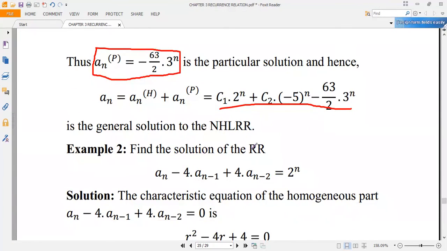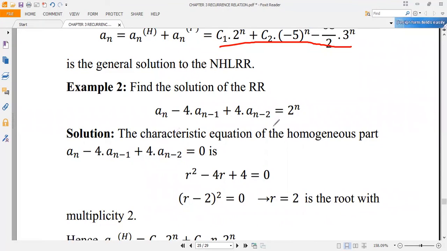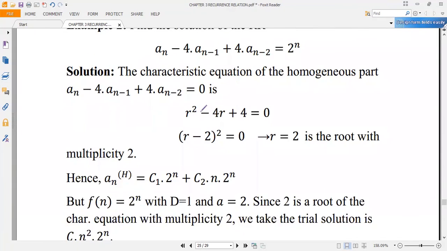Let's see another example. Find the solution to the recurrence relation given by a_n minus 4 a_(n-1) plus 4 a_(n-2), which is equal to 2 to the power of n. This one is also similar to the above question. Let's see. The characteristic equation to the homogeneous part, taking the homogeneous by making the non-homogeneous part equal to 0. The characteristic equation is r squared minus 4r plus 4, which is equal to 0. So what are the numbers whose sum is minus 4 and whose product is 4? They are minus 2 and minus 2. So (r minus 2) the whole square, which is equal to 0.